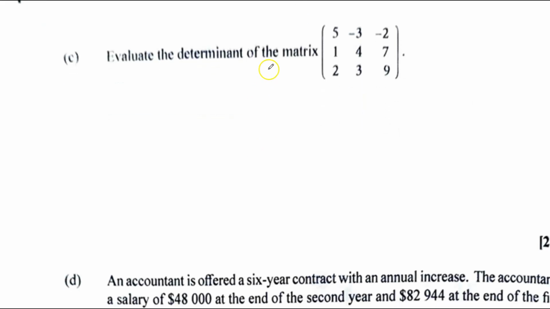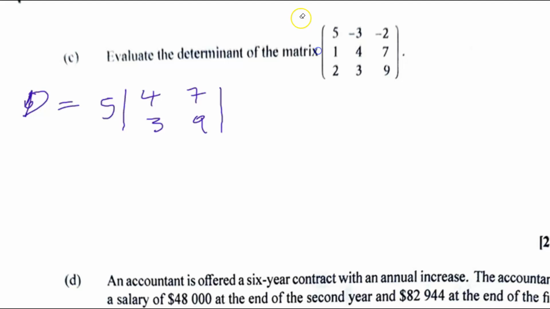Part C, we're asked to find the determinant of the matrix, so I'll be using the cofactor method. So the determinant, we'll call the determinant D. So let me use the values in the top row. So we take the 5 and take the cofactor of 5. You get the cofactor of 5 by just crossing out the row that the 5 is in and the column the 5 is in, and you're left with 4, 7, 3, 9.